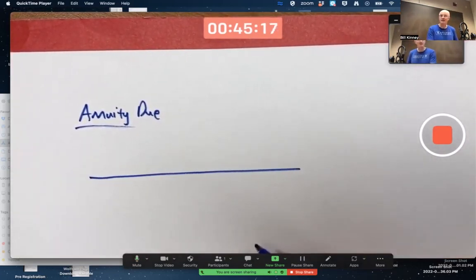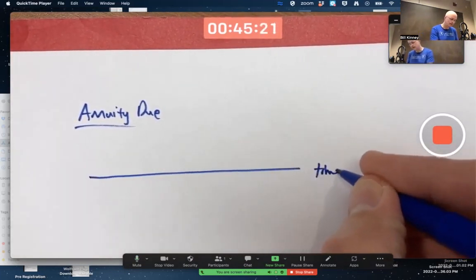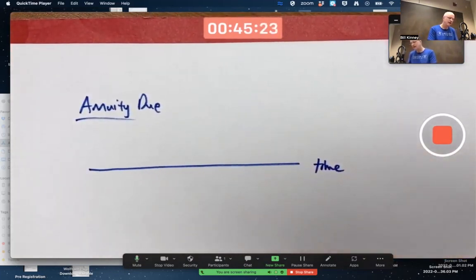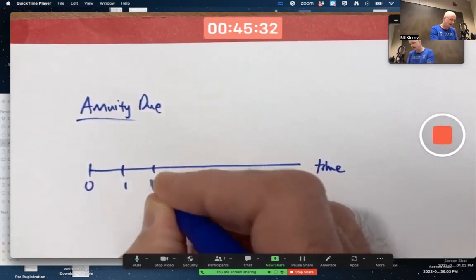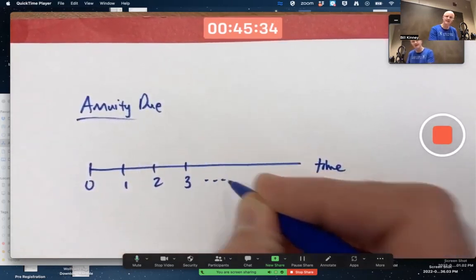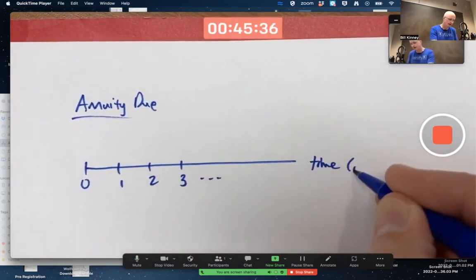Imagine a number line representing time. It's a timeline. And you're going to make payments at certain moments of time. Keep it simple, say integer values of t. Now, it's easiest to pretend time is in years. So I'll go ahead and do that.